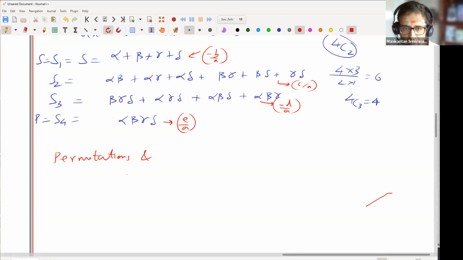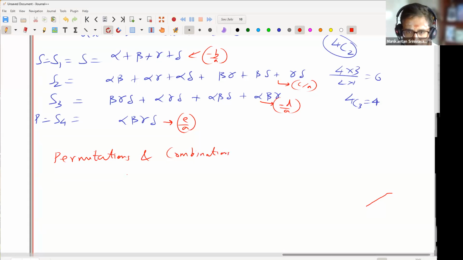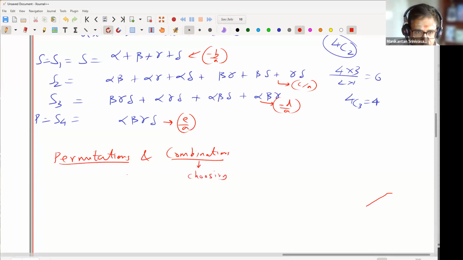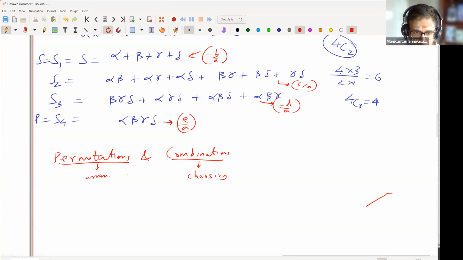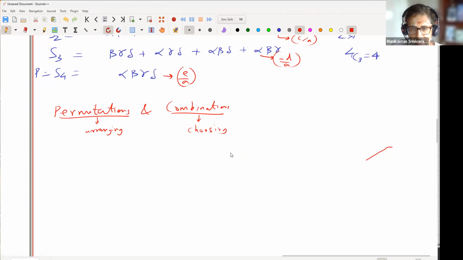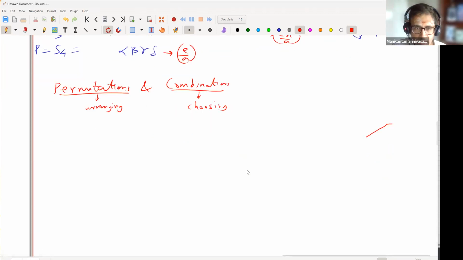So permutations and combinations, right? There are two different categories. Combinations is choosing. Permutations is arranging. And you can choose and arrange; that combination is also there. If the problem involves first choosing and then arranging, I would always like to separate out both. Keep the choosing game separate, keep the arranging game separate so that you don't mix up.